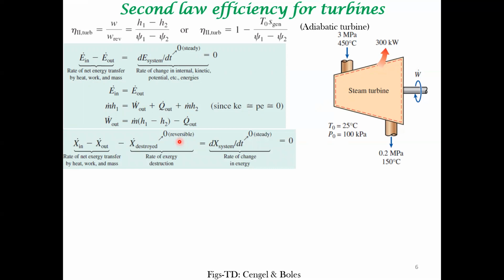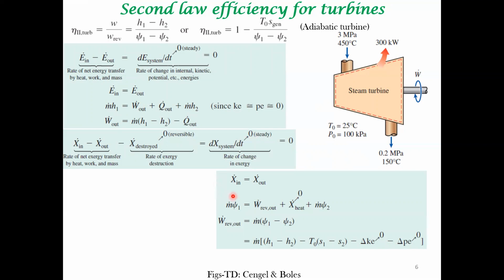Okay, so what is the other bound? The other bound is the work generated when the turbine is operating under reversible condition. What makes the turbine operate under reversible condition? When there is no exergy destruction, the turbine is operating under reversible condition. So this is the overall exergy balance equation. Because of the reversible nature of operation, this term becomes 0. Because of steady state, this term becomes 0.